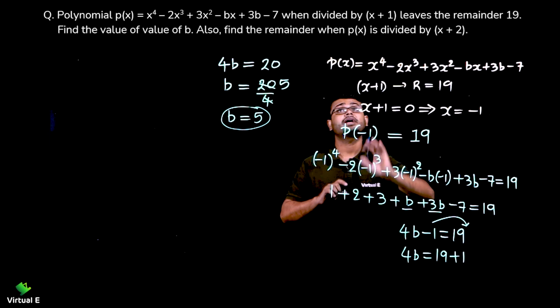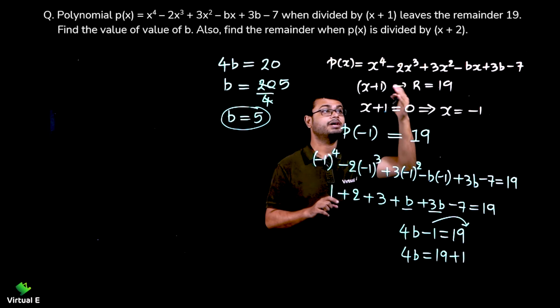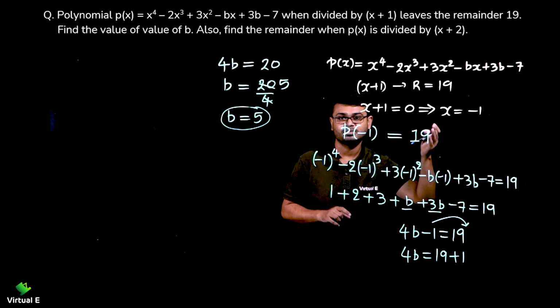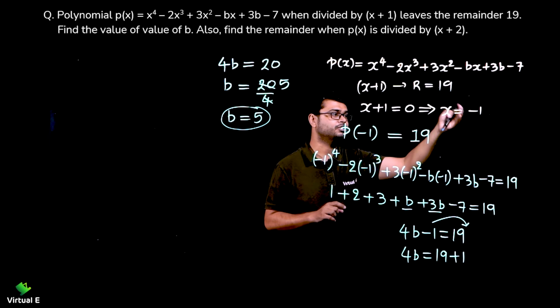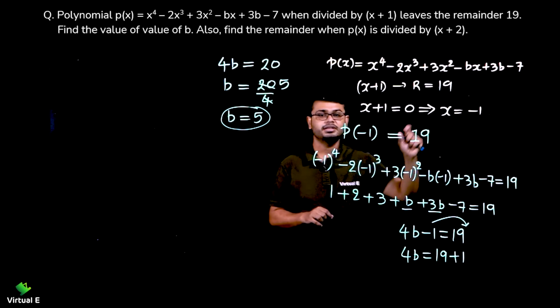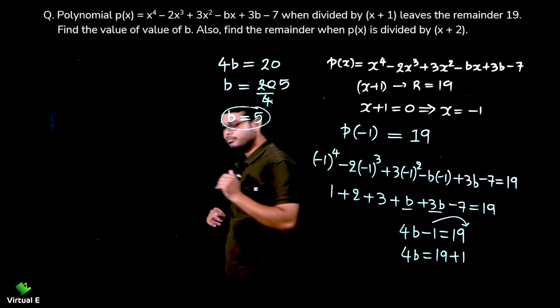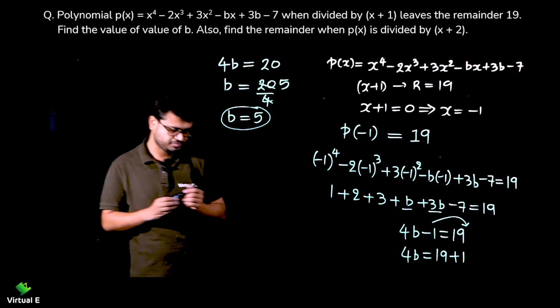Very simple, right? We have the value of polynomial, we have the polynomial, then divisor as well, and remainder as well in this case. Very straightforward. X is equal to minus 1. Substitute into the polynomial, remainder is equal to 19, simplify and get the value of b. So this was the first part.